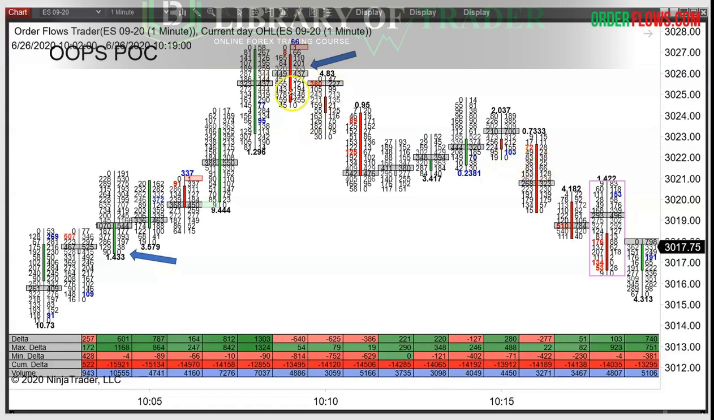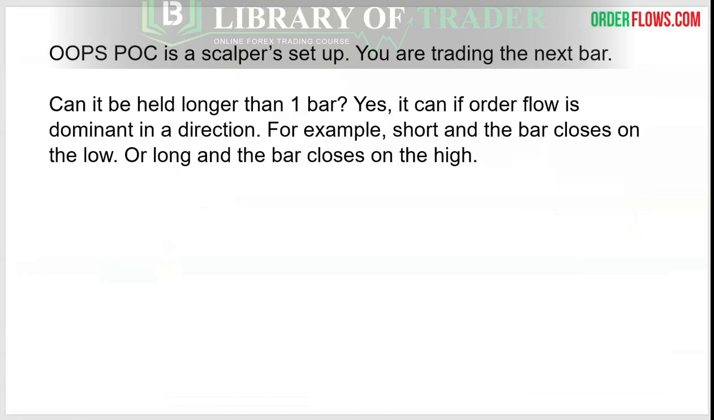I want a clear one like this one on the high, right? This one opened one tick below. Again, you could take it, but it clearly closed well above the POC. Now, the OOPS POC is a scalper setup, right? You're trading the next bar or even the bar after that. Can it be held longer than one bar? Yes, it can if the order flow is dominant in a direction. Again, read what's happening in the order flow, right? That's why you use order flow, to keep you in trades longer. For example, if you get short and the bar closes on the low, or you get long and the bar closes on the high, and you're seeing imbalances coming in, by all means stay in the trade.